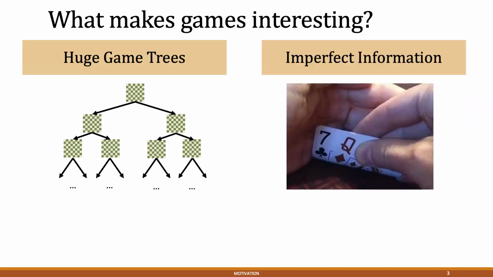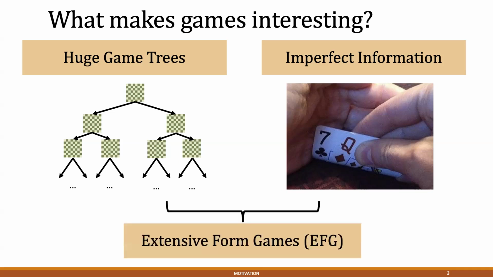Now, the second thing that also comes out quite frequently is something called imperfect information. In a game like poker, you don't know your opponent's cards. That gives rise to a lot of interesting behavior like bluffing or lying or coercion and so on and so forth. Combined together, this would be what we call extensive form games. Extensive form games are basically a formal way to describe both of these phenomena. I won't go into it in detail because it's too technical, but if you want to Google it, this is the term that you want to search for.